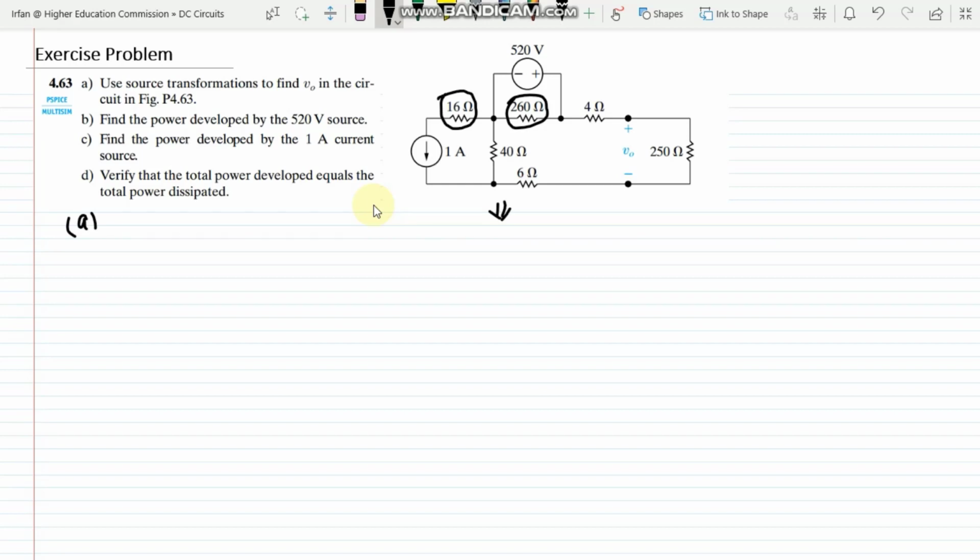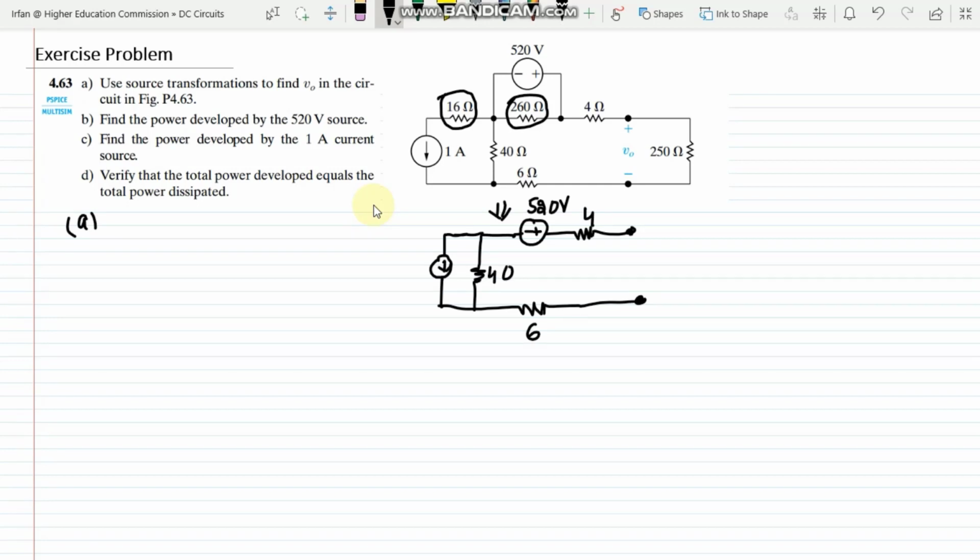When we remove them, I will get a transformed version of this circuit. The resistor in parallel with the voltage source is replaced here, and similarly this one. This is the circuit: a 520 volt source, a 4 ohm resistor, 6 ohm, again 40 ohm, and the current source here. This is the 250 ohm resistor across which we have to find the voltage V naught.